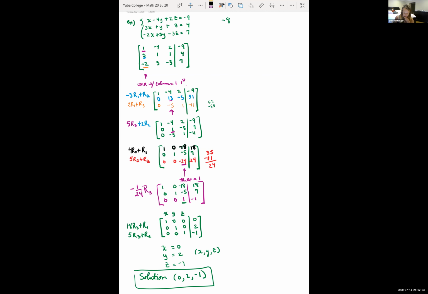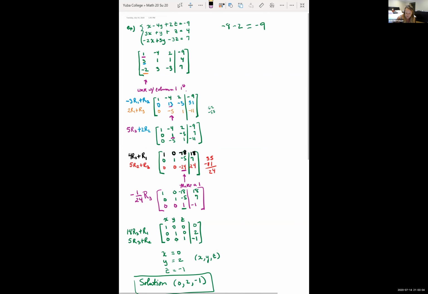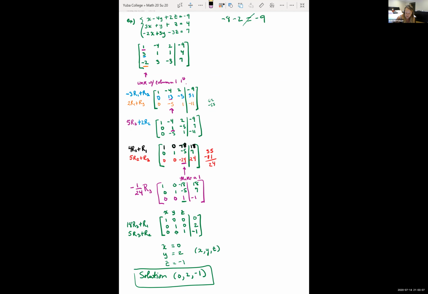Okay, 2. Right, because if I plug in negative 1 in here, this gives me negative 2. Does that equal negative 9? No. So I know I did something off. I would now just go back and start looking. Did I copy it down right? 1, negative 4, 2, negative 9, 3, 1, 1, 4, negative 2, 3, negative 3, 7. So I copied it down right.